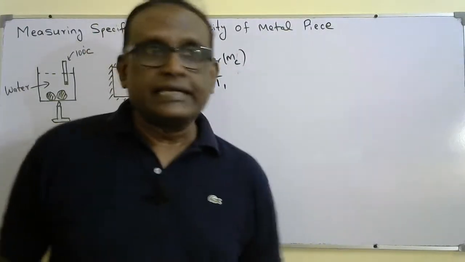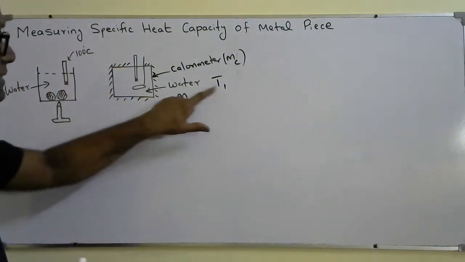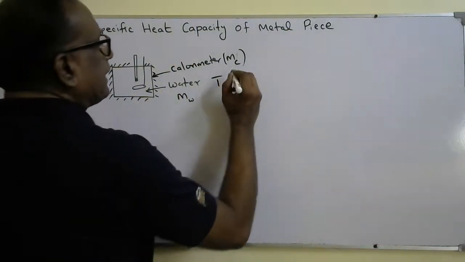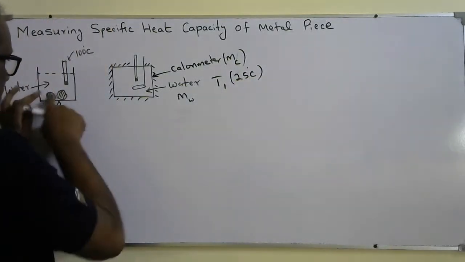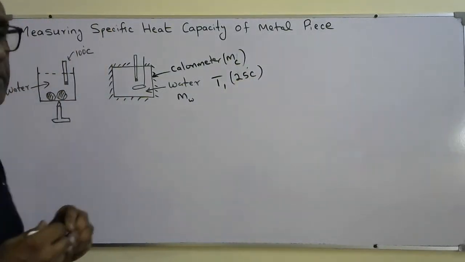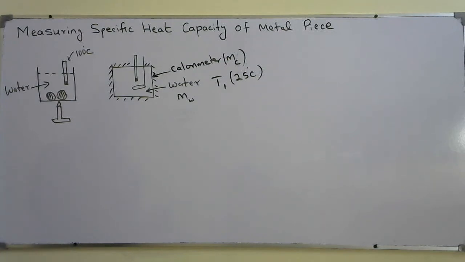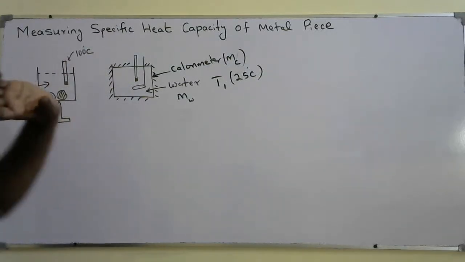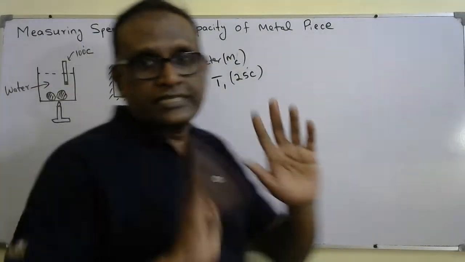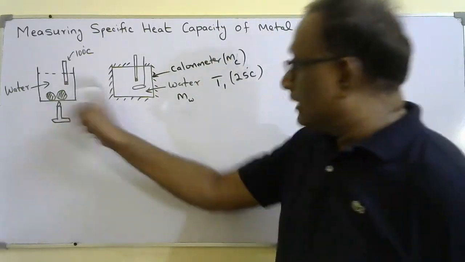So what is happening now? The temperature of the water is T1, mostly room temperature, let it be 25 degrees Celsius, something like that. This is boiling water, so the metal pieces are initially in thermal equilibrium with the water; they will be at 100 degrees Celsius. Now when they are transferred to the water, you have to drain them using a blotting sheet. You can remove the water on them. Quickly you have to do that.